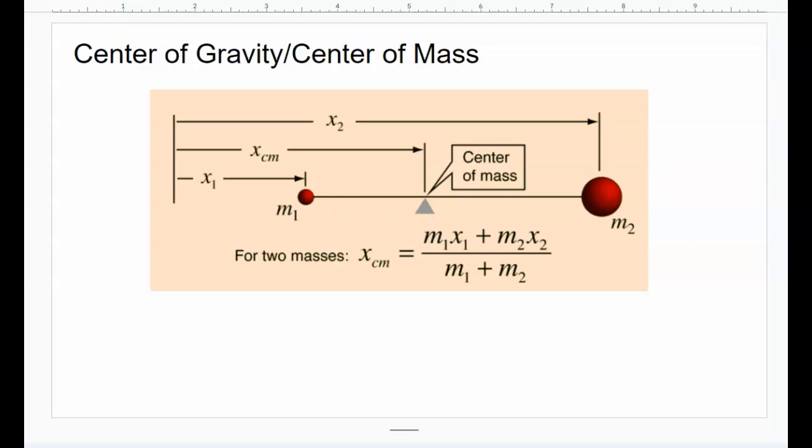Okay, and so in this picture, the origin would be this line over here. X1 represents the distance from the origin that mass 1 is, and X2 represents the distance that mass 2 is from the origin, and XCM is telling you the x position of the center of mass. So in this situation, the center of mass is right here along this line. Okay, and so let's do some examples really quickly.